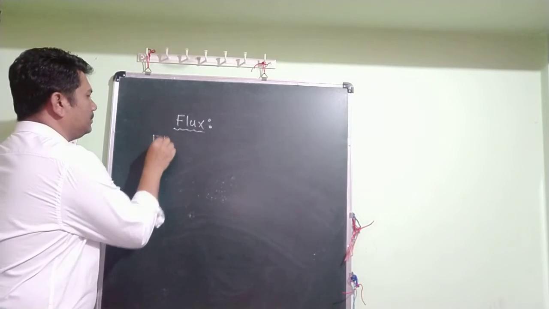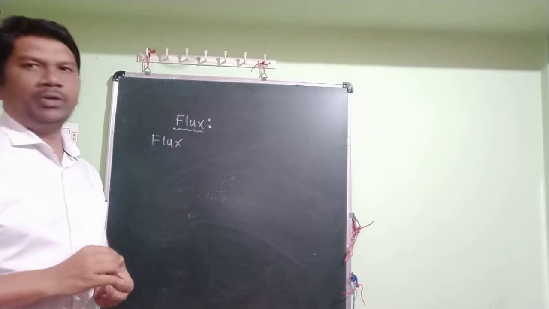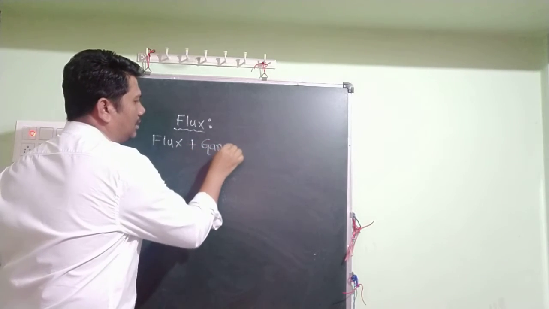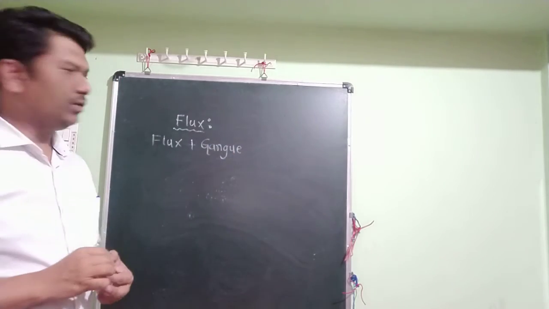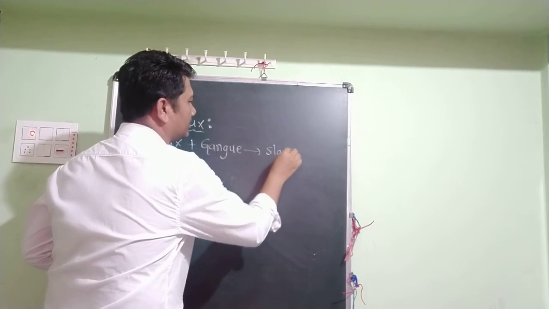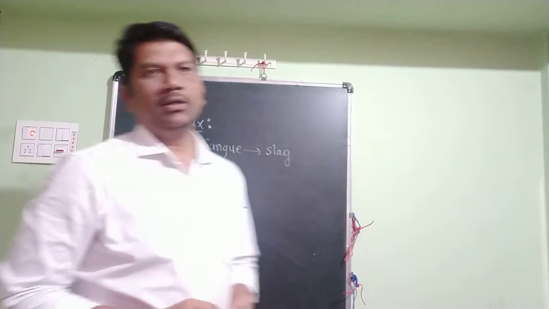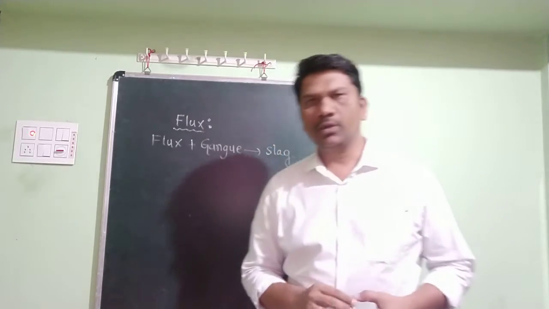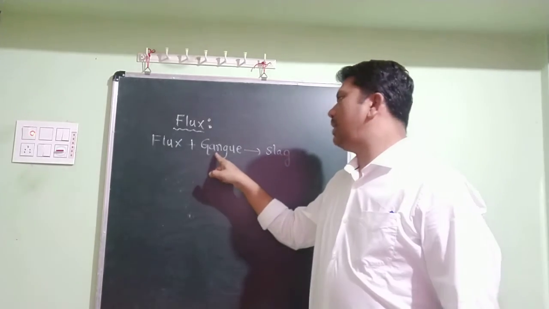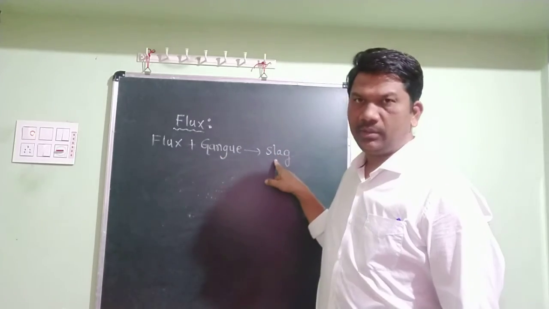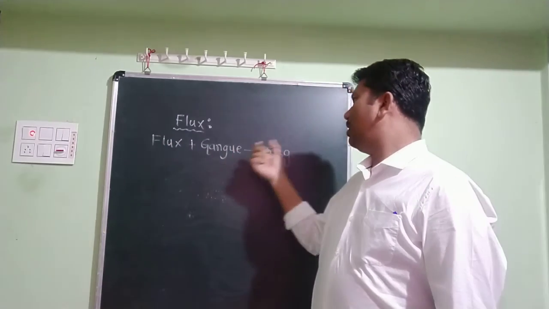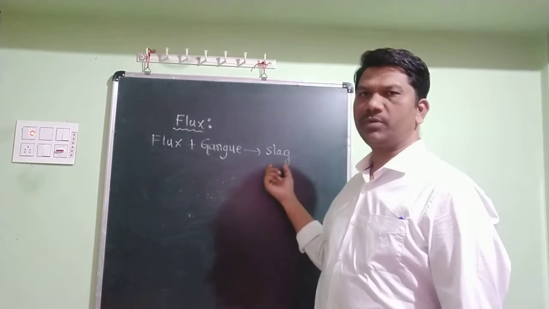Whatever flux you are going to add, that flux combines with the gangue which is present in the ore, and that flux and that gangue combine to form slag. So the definition is, flux is a chemical substance which is added during smelting in order to remove gangue particles in the form of slag. Gangue comes in the form of slag.